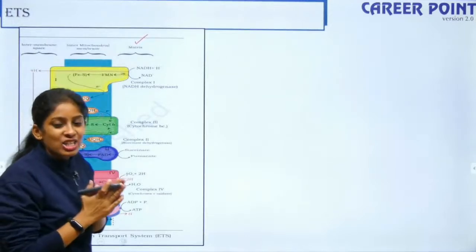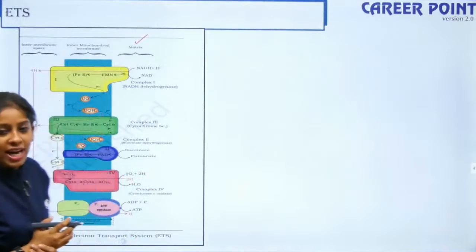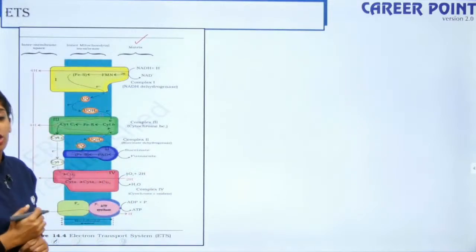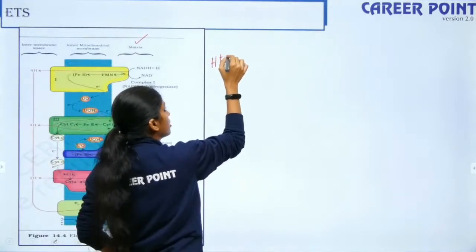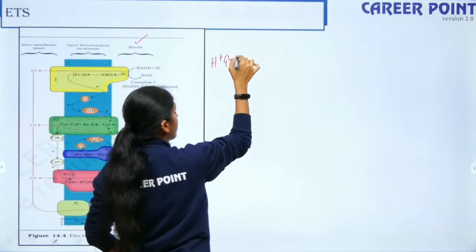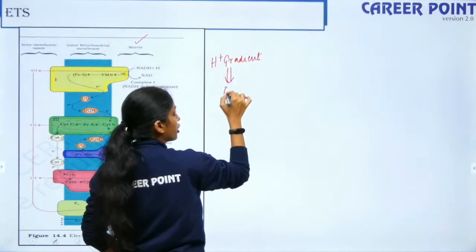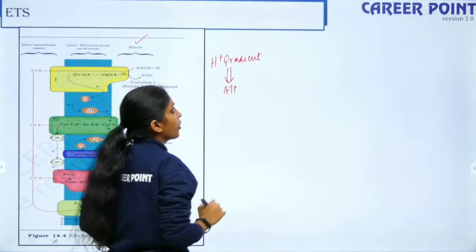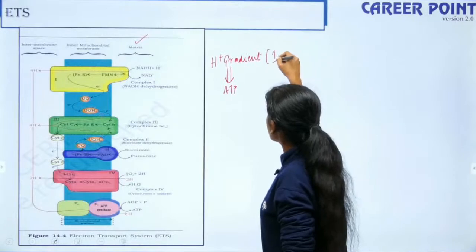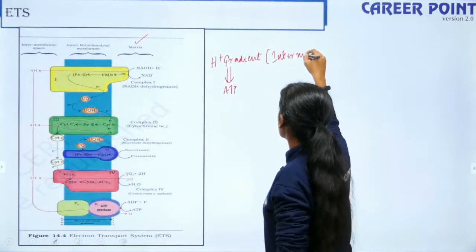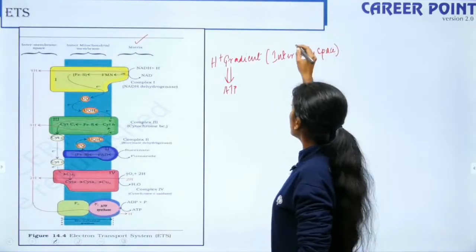Okay, so whenever energy has to be produced, you have to have a proton gradient. So that is what we spoke about in your chemiosmotic hypothesis, right? So we have an H plus gradient. So when this H plus gradient breaks, we have the production of ATP. So we are going to have a high H plus ion gradient in your intermembrane space. So this is going to have more H plus ions compared to your matrix region.